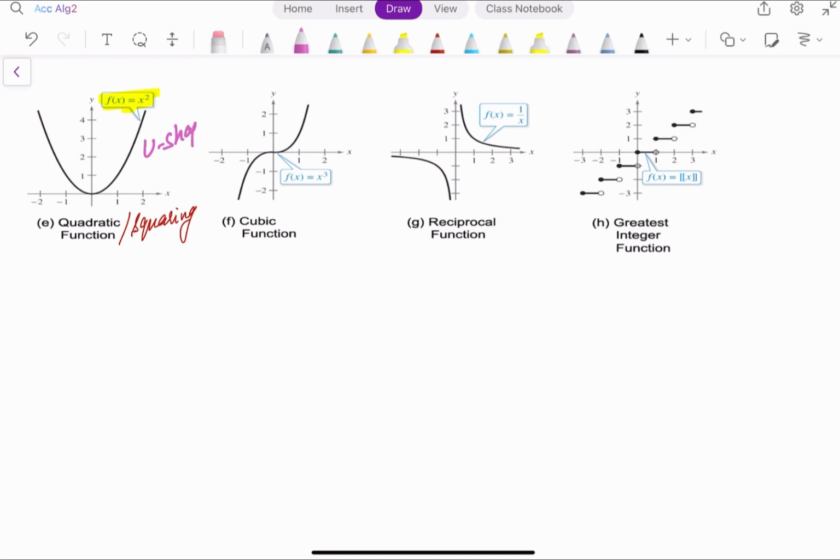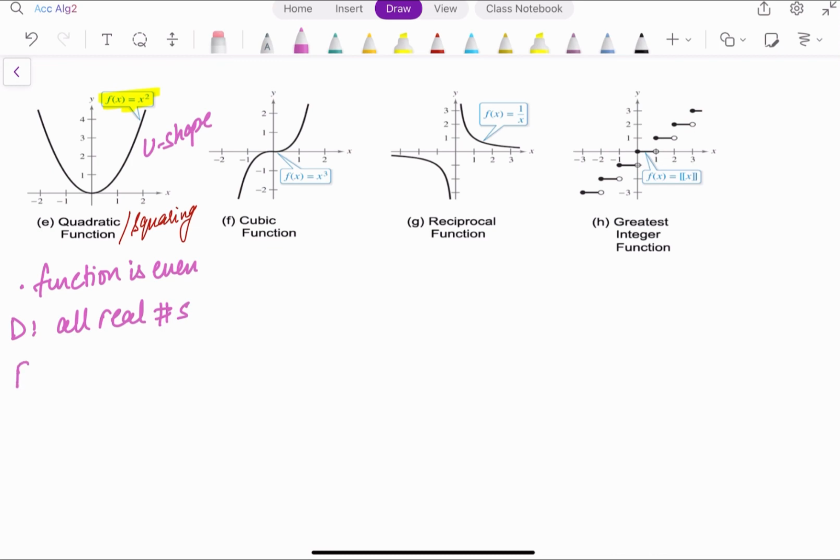So what are the properties of this? This is a U-shaped graph. Is this even? Yes, the function is even. And when we are talking about the domain, it is all real numbers because we are in the first quadrant, we are in the second quadrant, and we are just talking about the parent function right now. And range is the set of all non-negative real numbers because the graph is going up. Remember, it is just a parent function. With the transformation, the graph will look like something else and the domain and the range will change.